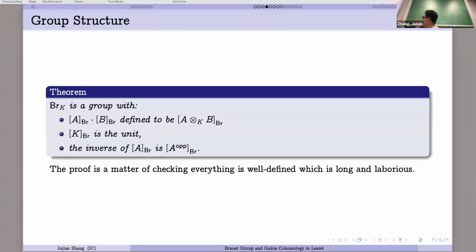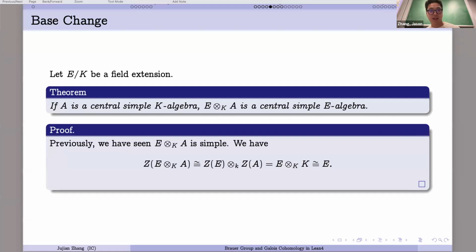Okay, so we claim that it is a group. So what's the multiplication? The multiplication is just pick a representation, say it is A, and pick a representation, say it is B, then send it to A tensor B. And what is the unit? The unit is the equivalence class of K. And what is the inverse? The inverse is the opposite algebra. And we can check everything is well defined. So it's not that hard. It's just very long. And now we can talk about base change.